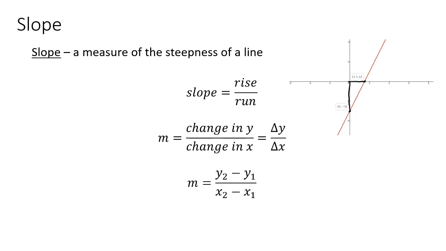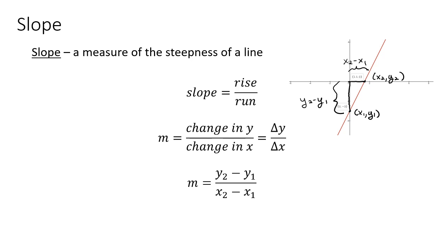Borrowing from the same concepts that we used for the distance formula in the previous section, if you have two ordered pairs, x1, y1, and x2, y2, then the change in y, the rise of the line, you can find by just subtracting the y values, y2 minus y1, and the run of the line, the change in the x values, you just subtract those as well, x2 minus x1.